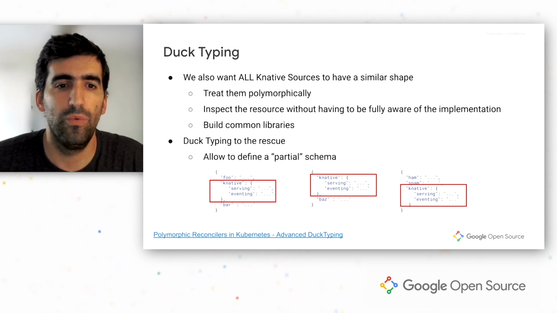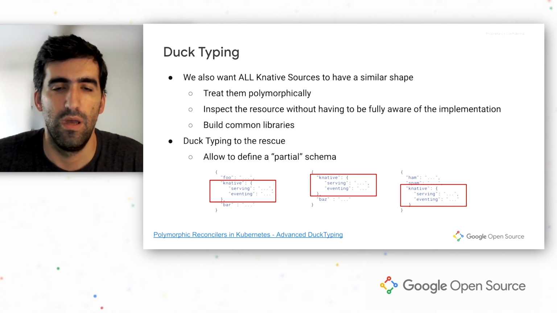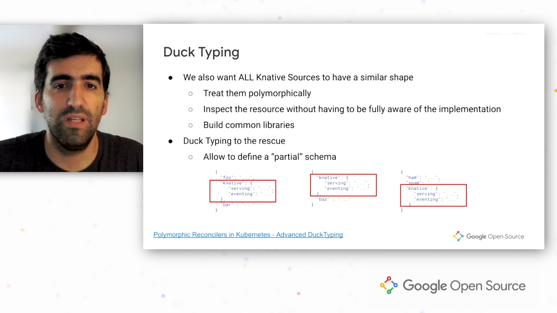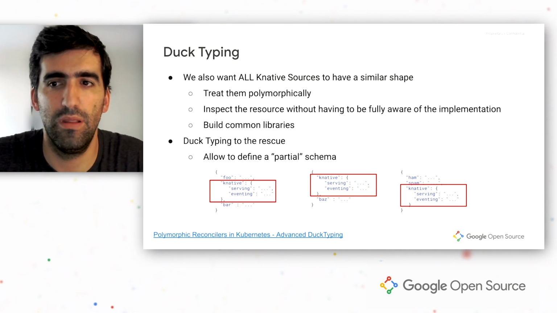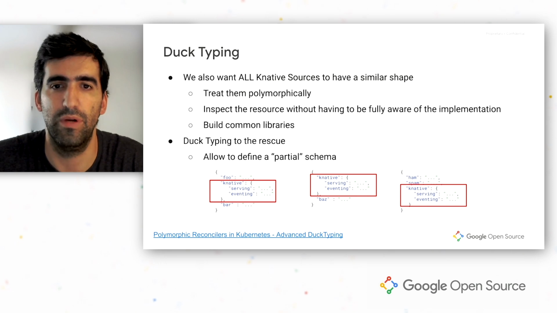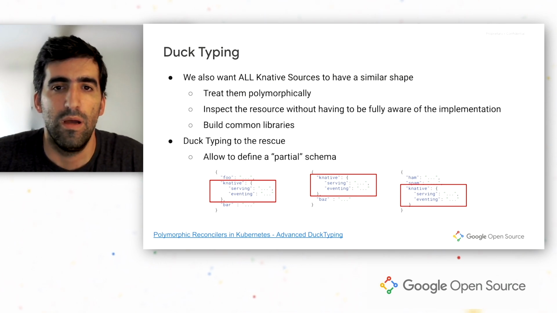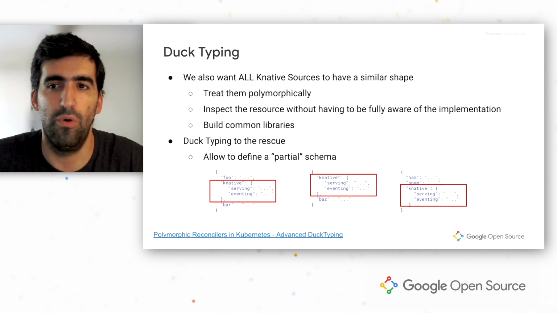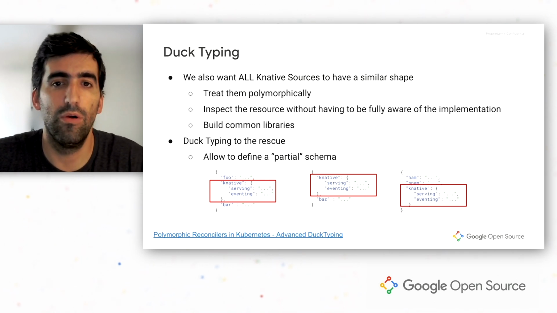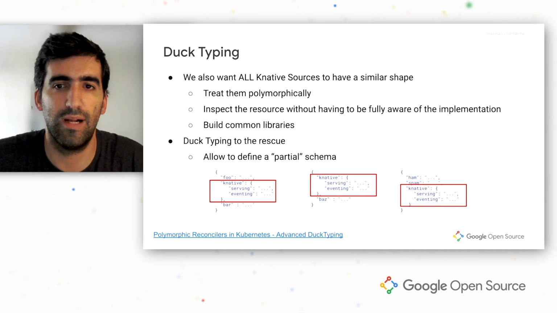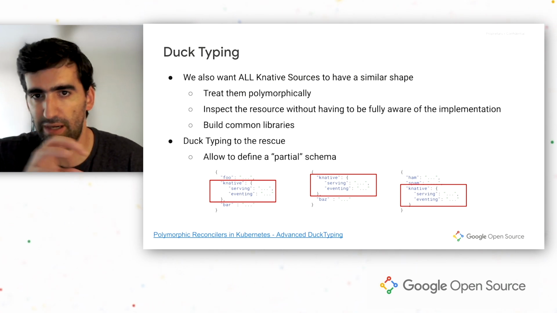Duck typing in the Kubernetes world is a technique that allows you to define a partial schema of an object. In the example below, we see three JSON objects. The one on the left-hand side has a foo and a bar property, the one in the middle has a bus property, and the one on the right has a spam and a ham property. But all of them have this same Knative property, which has eventing and serving. And if we want to reason about that Knative property in all of these different resources, we can use duck typing to extract that partial schema.